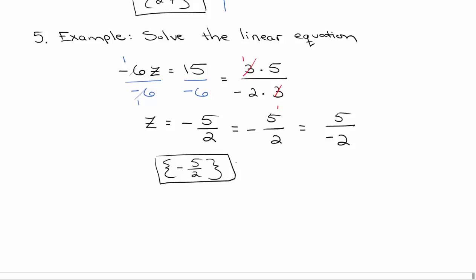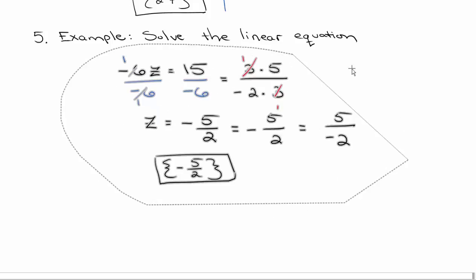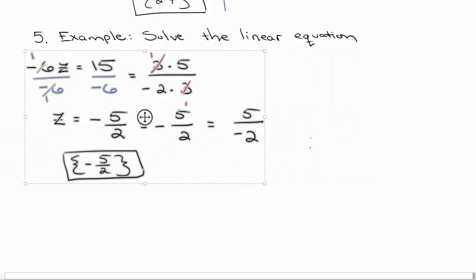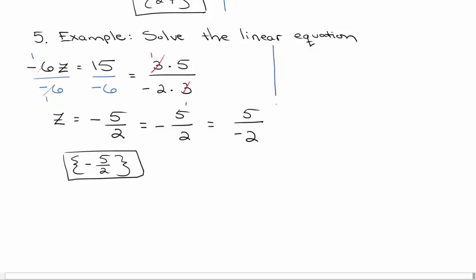And you're not done until you check this solution. So let's go ahead and check it to make sure that this is actually the correct solution here. Why don't I just take this and move it on over here. So that'll give me a little bit more space on this side to do the check. So this is going to be -6, and I'm going to multiply. Instead of z, I'm going to write -5 over 2. So I'm going to write a 1 under the 6, so that way it reminds me what I have in the denominator there.